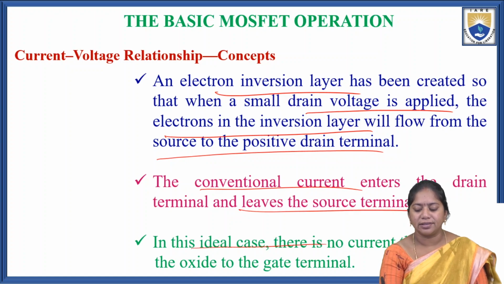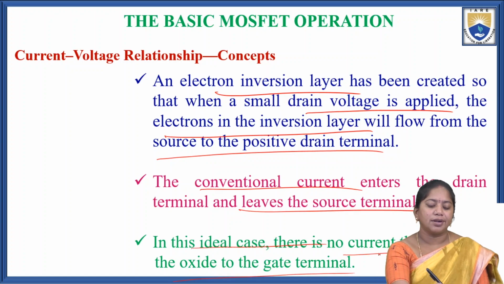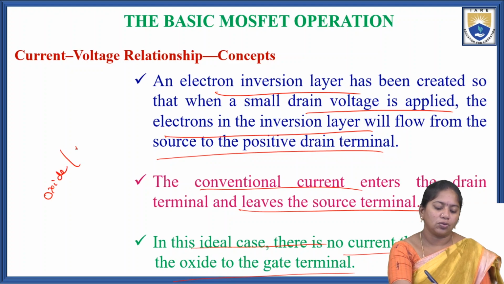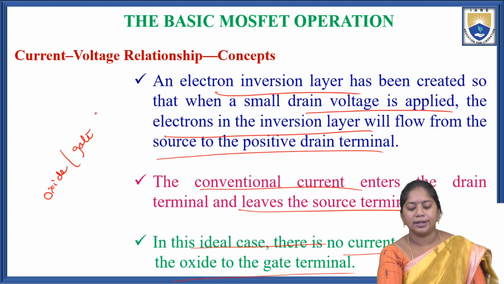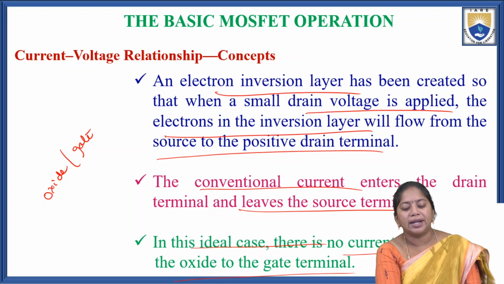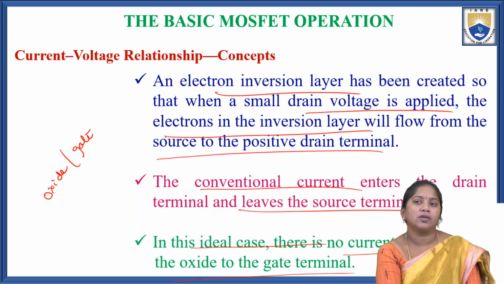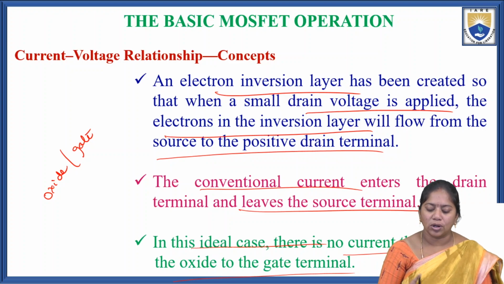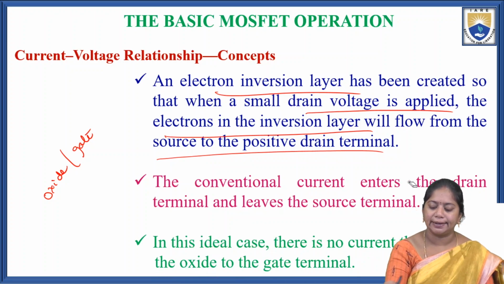In this ideal case, there is no current through the oxide to the gate terminal. No current is observed from the oxide to the gate terminal. An electron inversion layer has been created, so that if you apply a small drain voltage, the electrons in the inversion layer flow from the source to the positive drain terminal. The conventional current enters the drain terminal and leaves the source terminal. In this ideal case, there is no current through the oxide to the gate terminal.